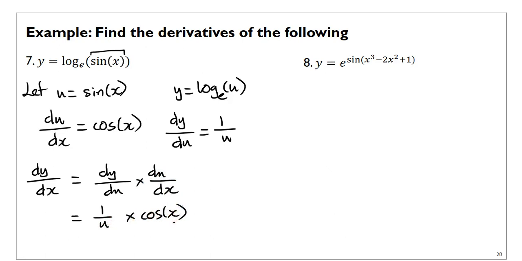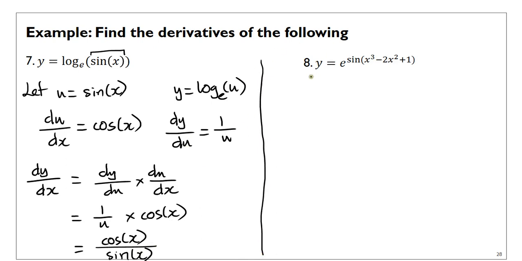And last but not least, you need to replace u with an expression for x. So you would have 1 over sin x basically. So I could just write it as cos of x over sin of x. You could write this as 1 over tan of x. I don't think that is necessarily a simplification. It's just a different way to write the same thing. So I just stop here. I think that's fine. So that is example 7.